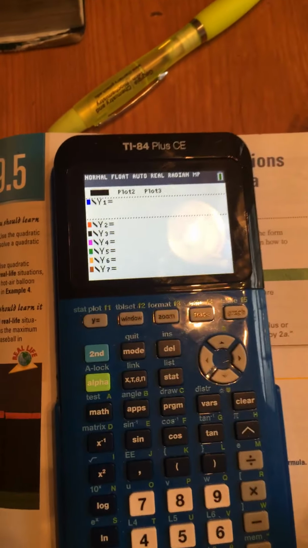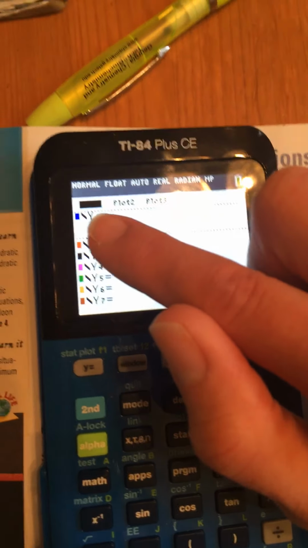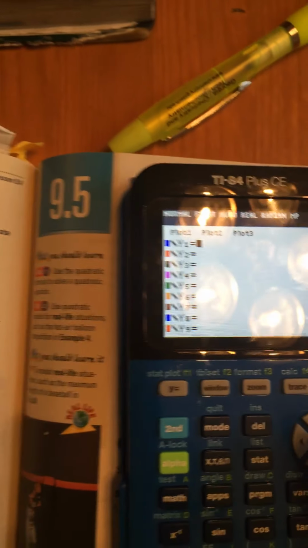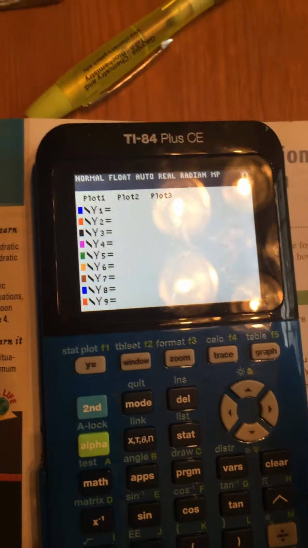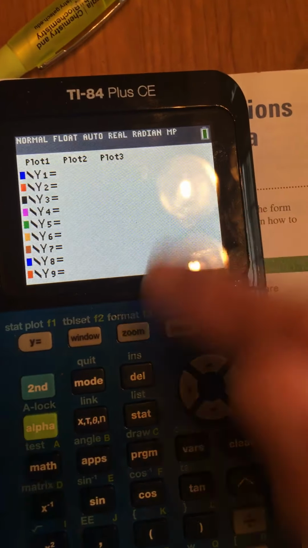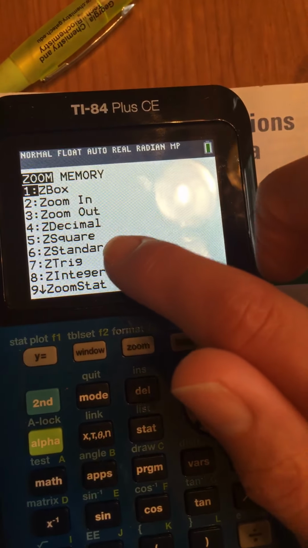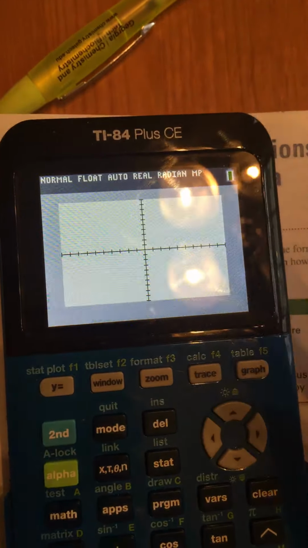So I arrowed up to it. I hit enter and see how it's not colored anymore. It doesn't have that black background. Okay, so that's gone. The other thing is I had a weird window. So I'm going to go to zoom standard and it straightened my window out. So now I'm ready to go.